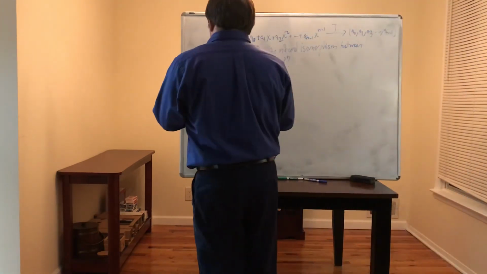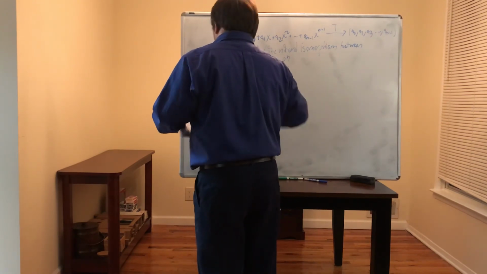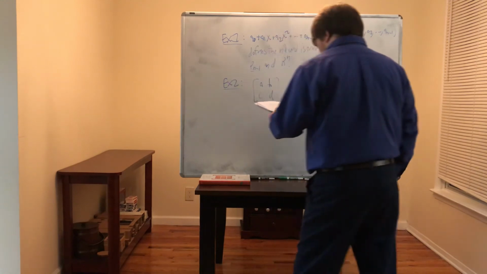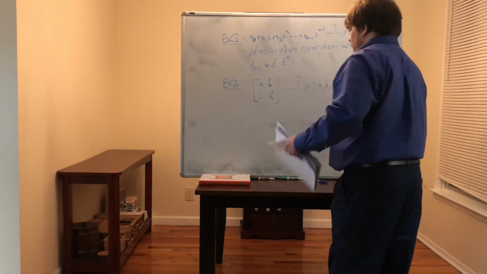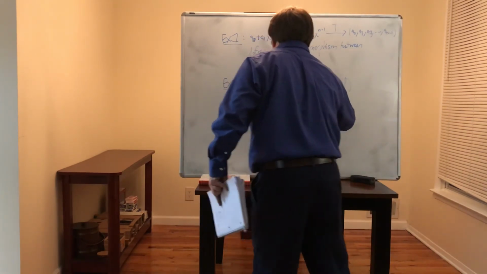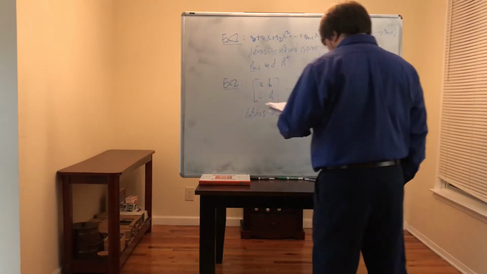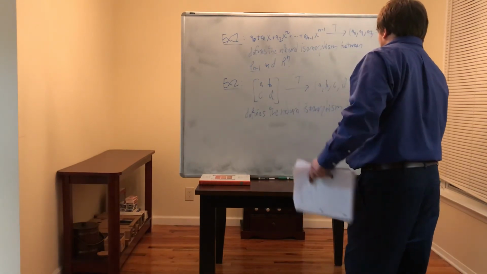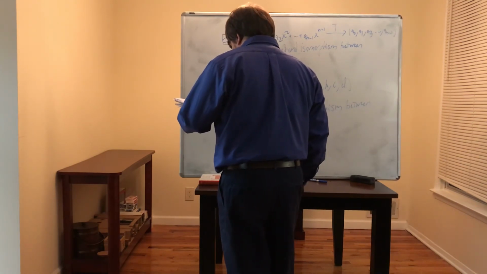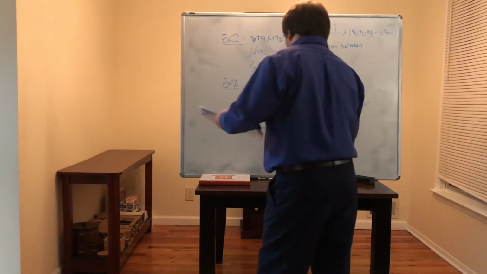Okay, so example 2. If we take the 2 by 2 matrix [a b; c d], and T maps that to the 4-tuple (a, b, c, d), then this defines the natural isomorphism between M_{2,2} and R4.